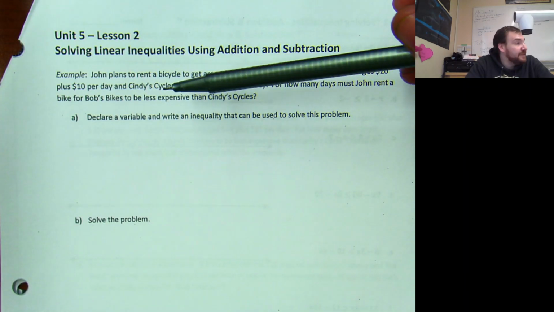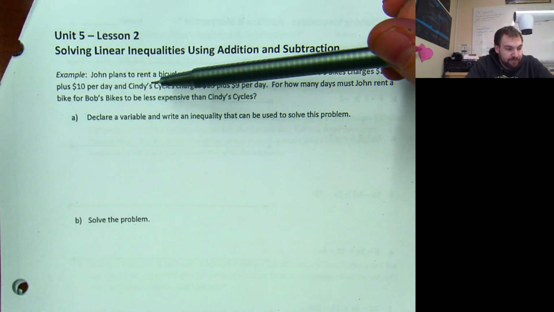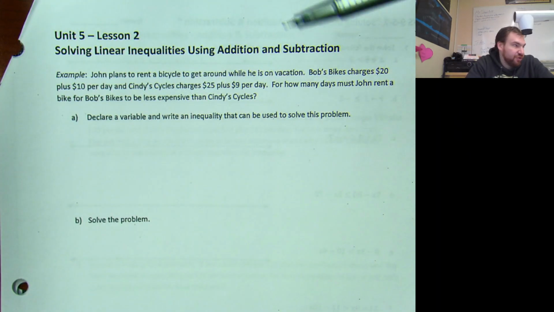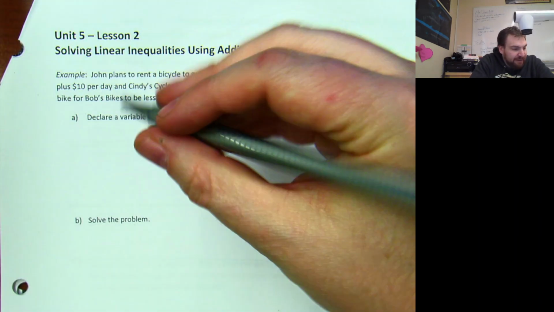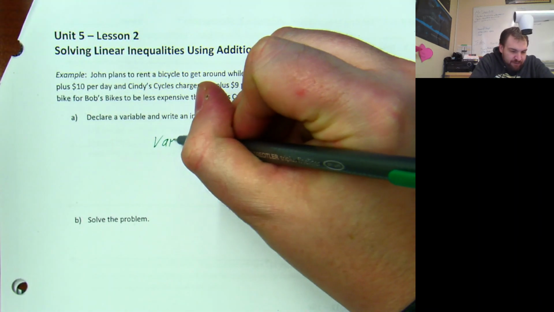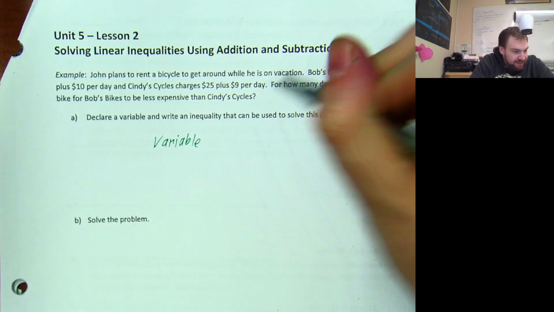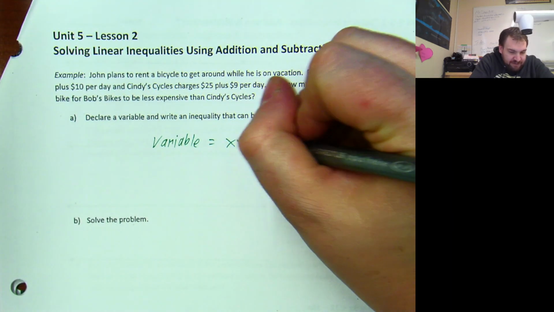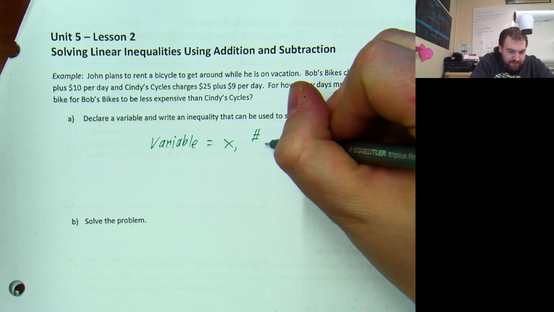Yeah, we want to know how many days he's borrowing from. So what's your variable? Because you like X, you say X. Sure. We could use what other letters? D we could use too. But Carolyn chose X, so our variable, here's us declaring it, is equal to X, the number of days.